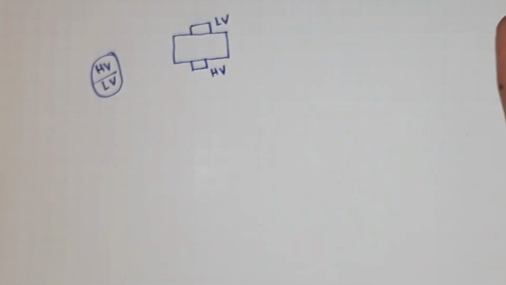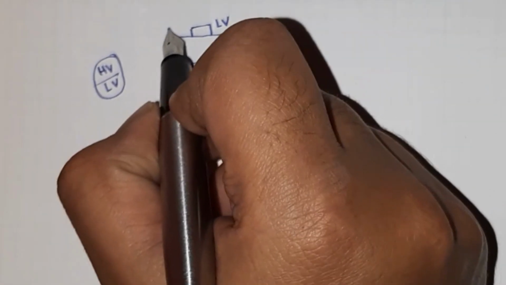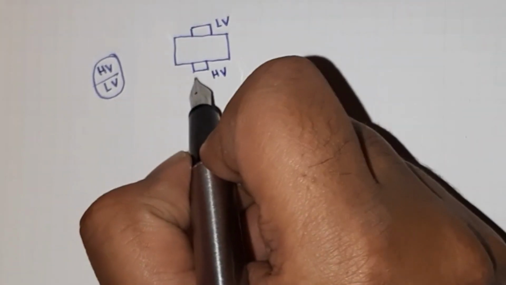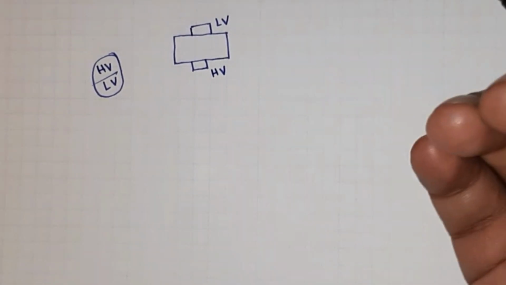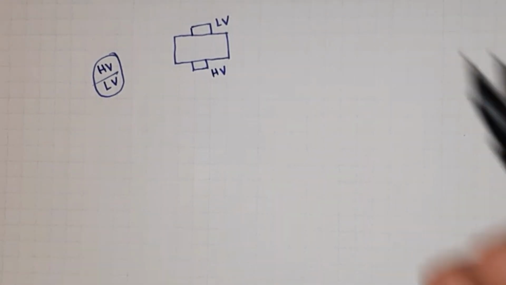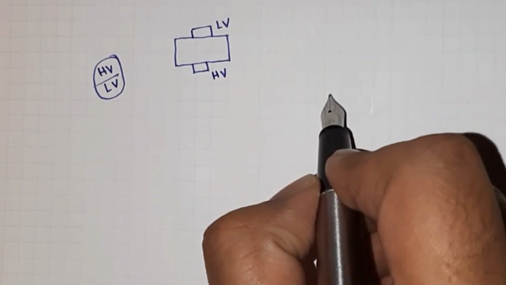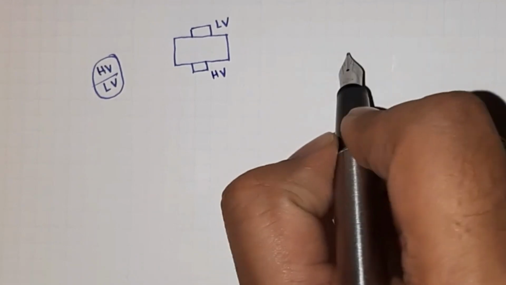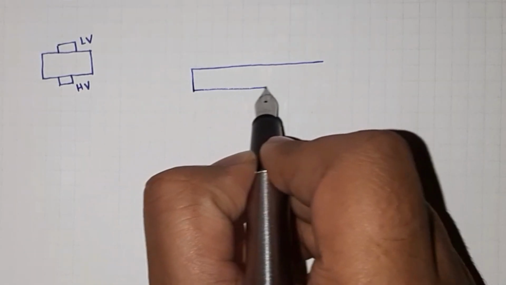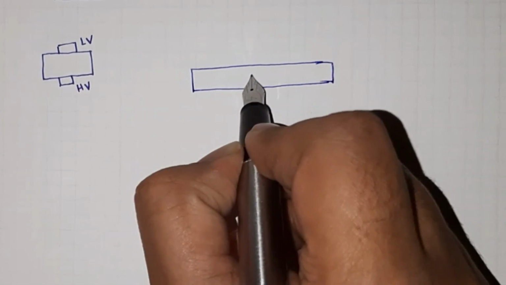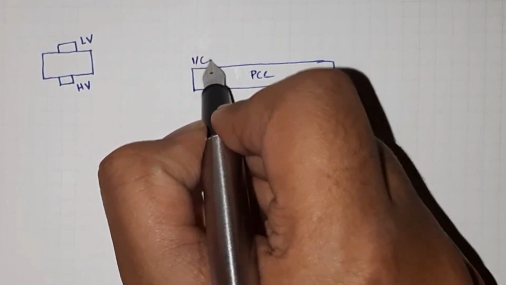Now this does not create any problem if both the windings are cable connected, but if the LV is bus duct connected, then there could be a problem. So we will see what the problem could be and what the possible solution is. For that we need to draw a typical substation layout. Suppose this is my LT switchboard, where the transformer will feed the power. This is the PCC, say power control center, and this is the incomer vertical.